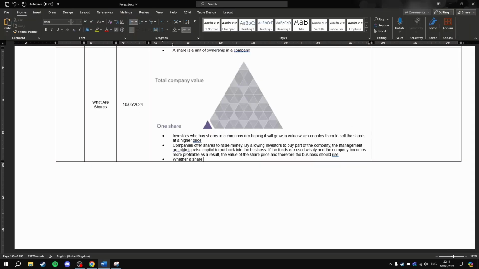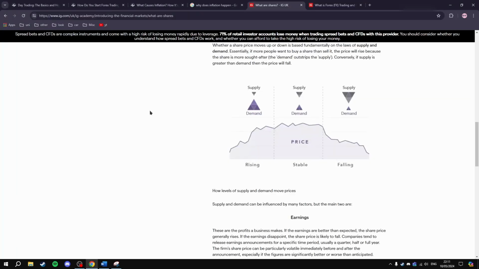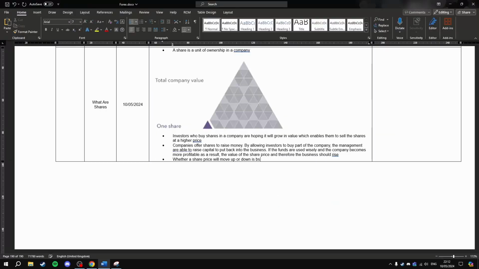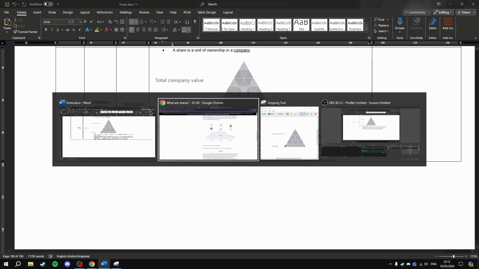Whether a share price will move up or down is based fundamentally on supply and demand.